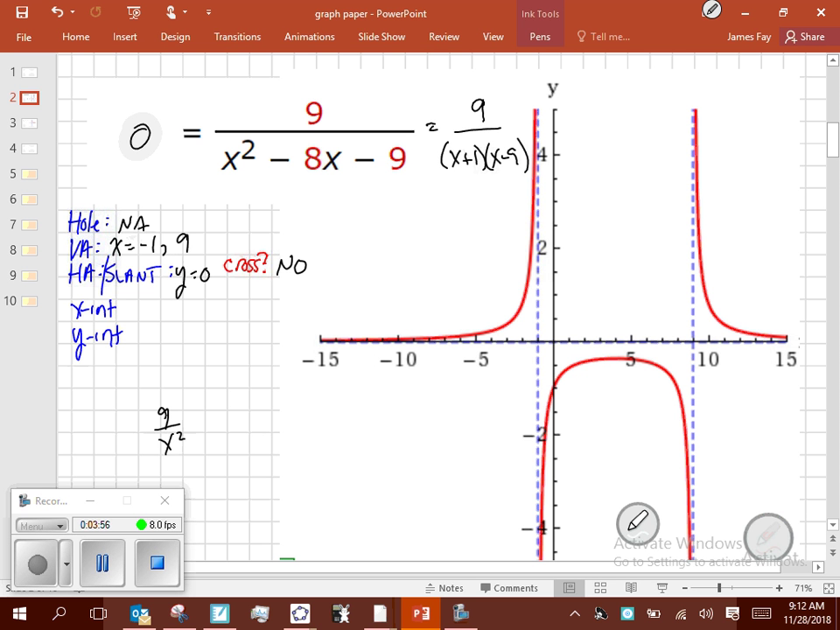You found a horizontal asymptote at y equals 0. What's another word for y equals 0? The x-axis. You just figured out that you do not cross y equals 0, so you do not cross the x-axis. So if you do not cross the x-axis, can I just skip this part? I have no x-intercept.